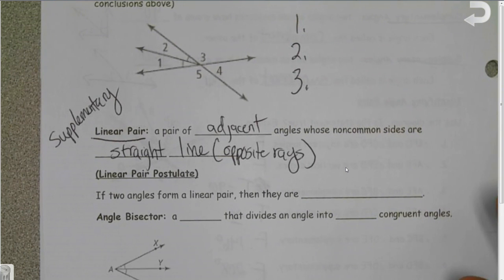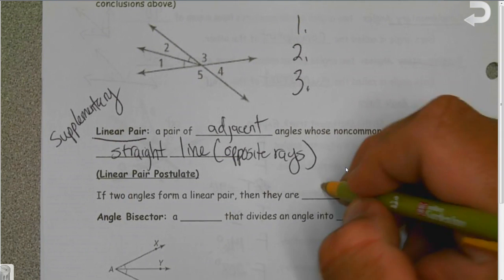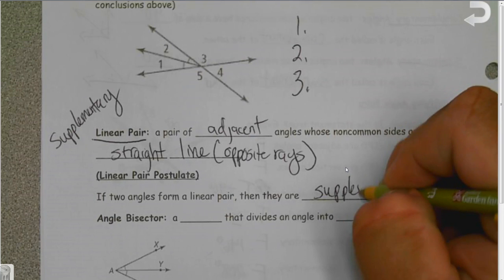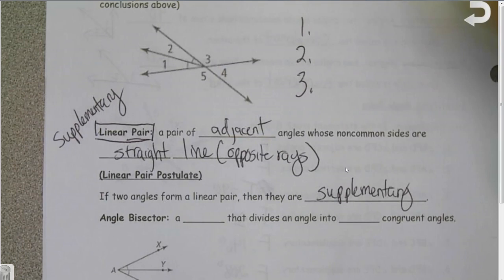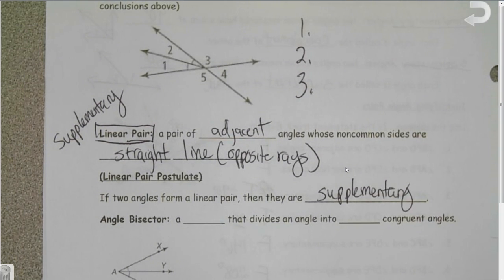So if two angles form a linear pair, then they are supplementary. So when you see the word linear pair from now on, and I don't know if you need to box this, highlight it, whatever, when you see the word linear pair, you should be looking for 2 supplementary angles that form a straight line. Okay?